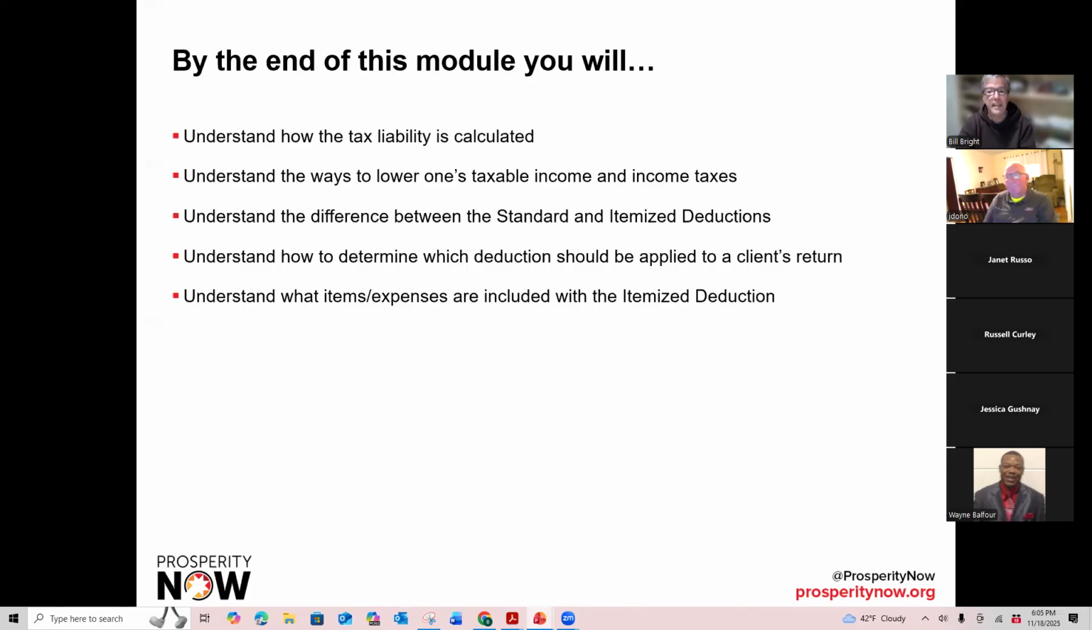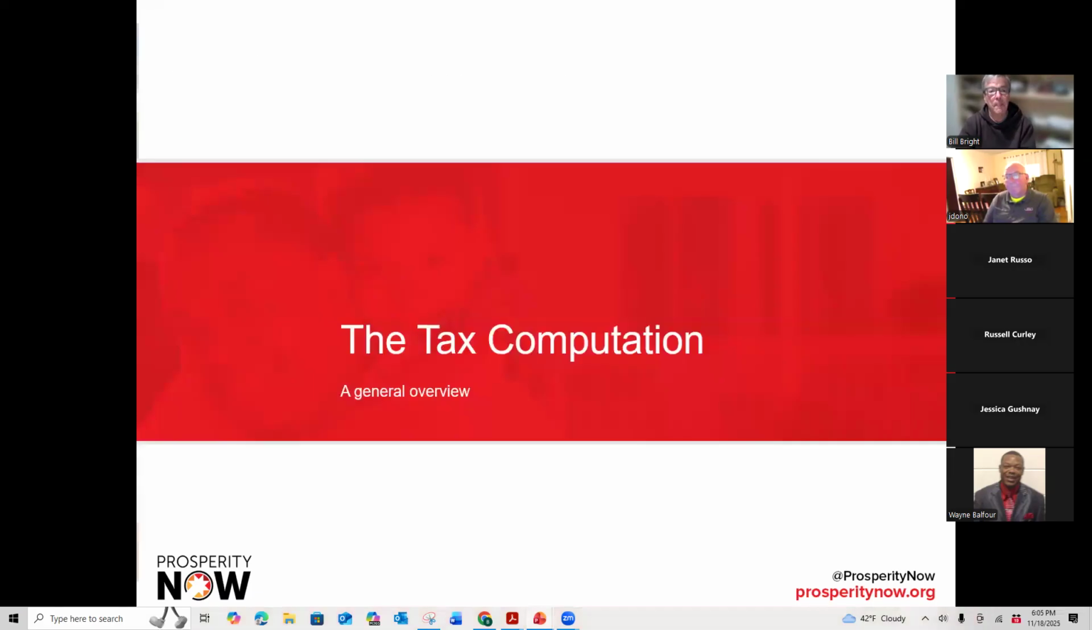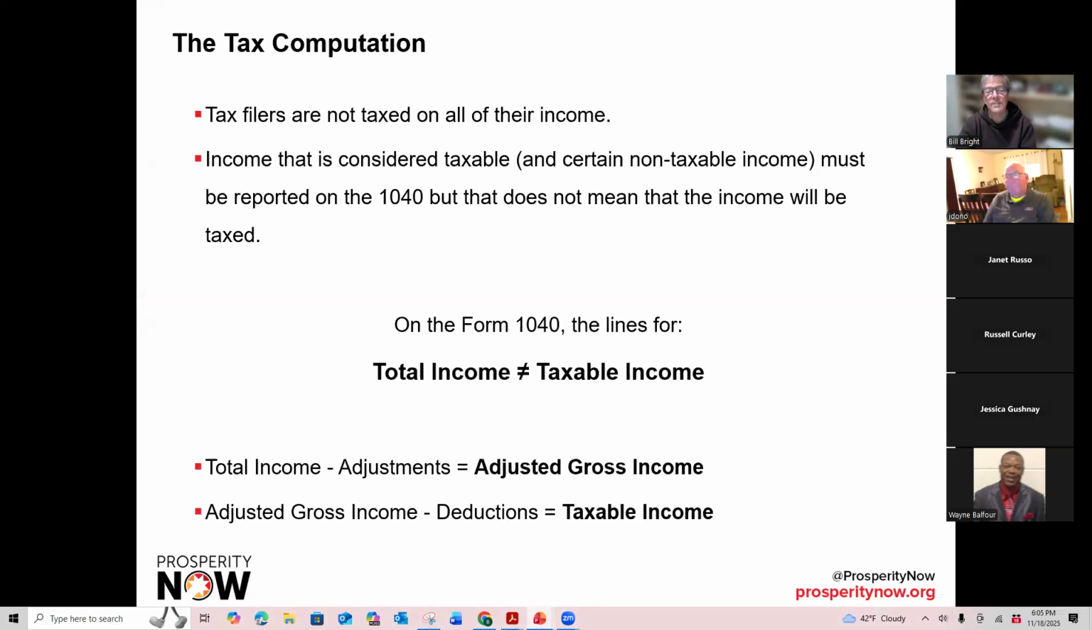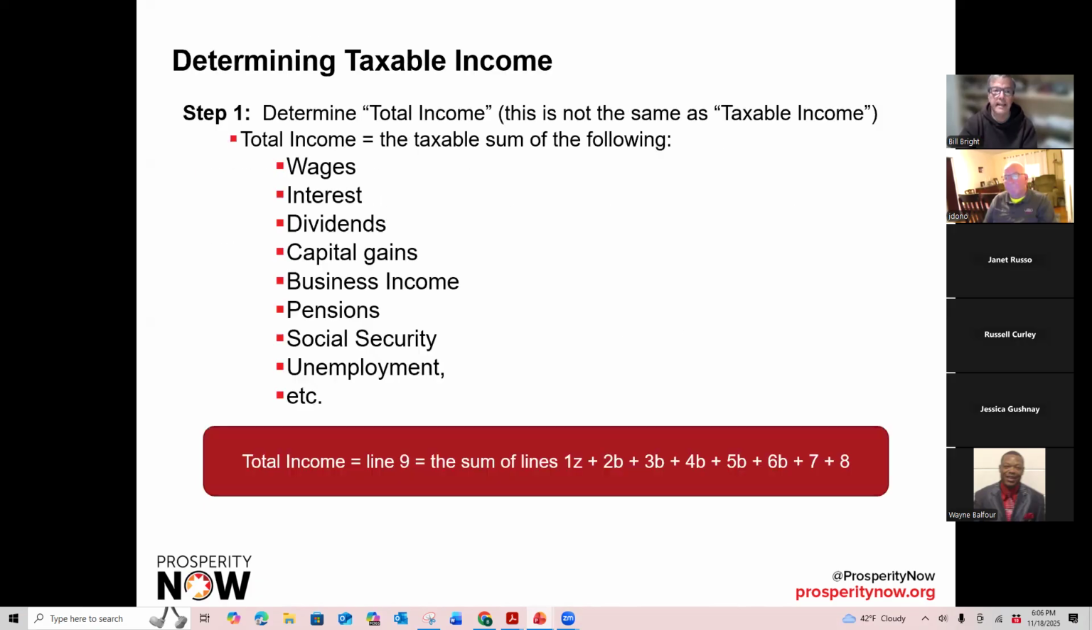The difference between the standard and the itemized, et cetera. So again, tax dollars are not taxed on all of it. Income that is considered taxable must be reported on the 1040, but that doesn't mean that it's all being taxed. So the total income is not necessarily what is subject to tax. Total income minus adjustments is adjusted gross income. That's what we did last week. Now we're taking it one step further, minusing the deductions, and that will get us to the taxable income, at which point they'll usually get, in our world, either a 10 or a 12% tax calculation.